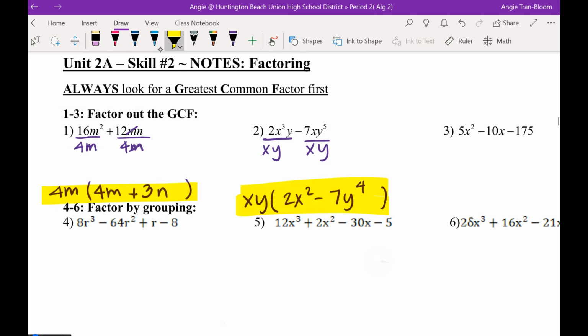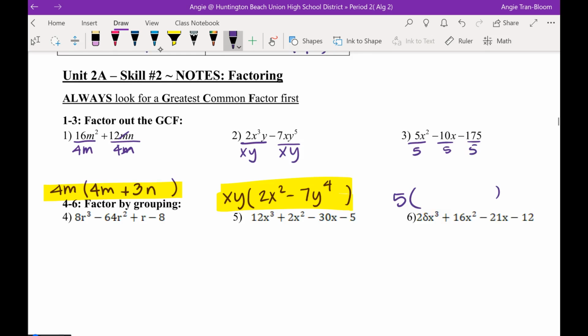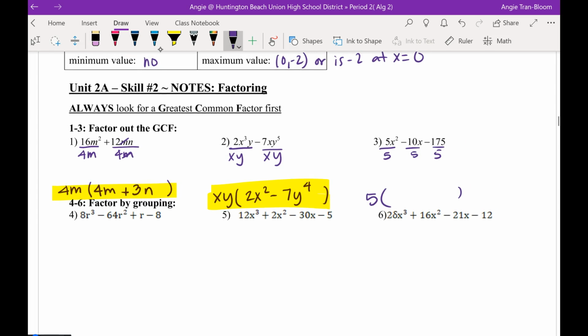Hannah, what does number 3 have in common? What's the greatest common factor in 3? 5. Okay, so divide, divide, and divide. Okay, so Kai, what's our final answer? 5 times what? 5 times x squared minus 2x minus 35. Someone confirm Kai's for me? Confirmed, thank you. Perfect. Okay. That's how we find the GCF.